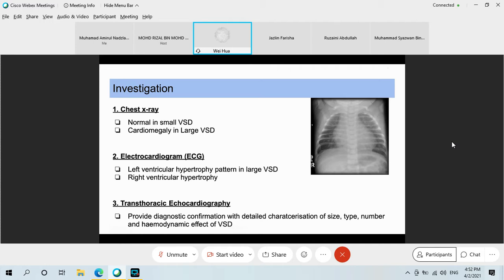For the transthoracic echocardiography, it provides the diagnostic confirmation with detailed characteristics of the size, the type, the number, and also the hemodynamic effect of the ventricular septal defect.